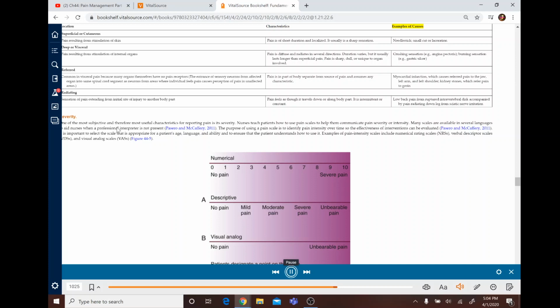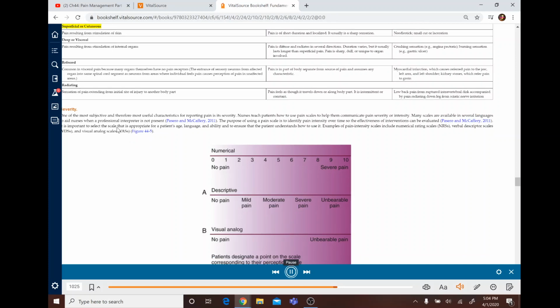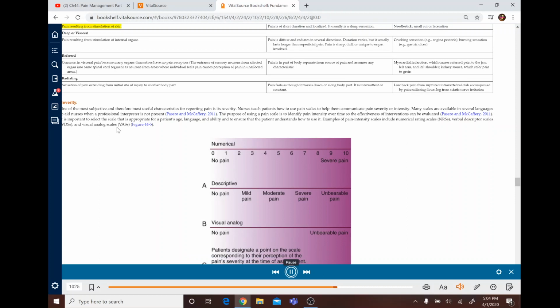Characteristics. Examples of causes. Superficial or cutaneous: pain resulting from stimulation of skin. Pain is of short duration and localized. It usually is a sharp sensation. Needle stick, small cut or laceration.